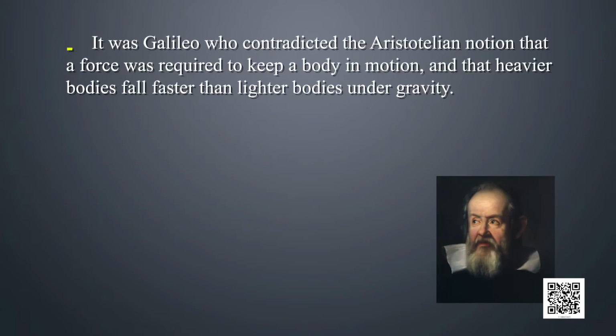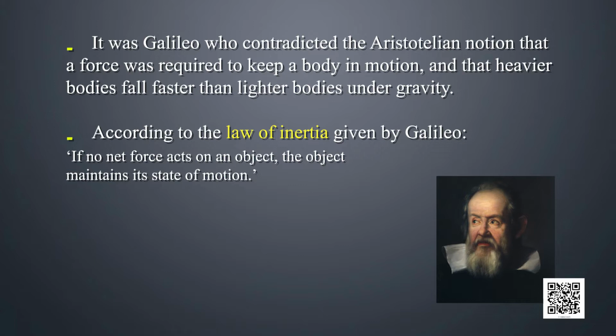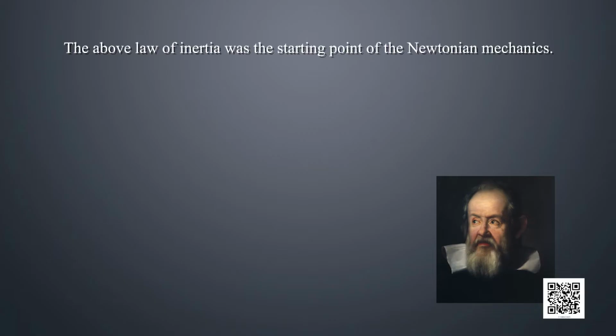It was Galileo who contradicted the Aristotelian notion that a force is required to keep a body in motion, and that heavier objects fall faster than the lighter objects under the force of gravity. According to the law of inertia given by Galileo, if no net force acts on an object, the object maintains its state of motion. That is, if it is at rest, it will continue to be at rest. If it is in motion, it will continue to be in uniform motion unless it is compelled by an external unbalanced force. The terms external and unbalanced are very important here, and we will be talking about these words in detail. The above law of inertia was the starting point of Newtonian mechanics.